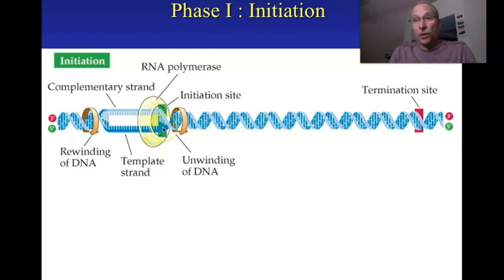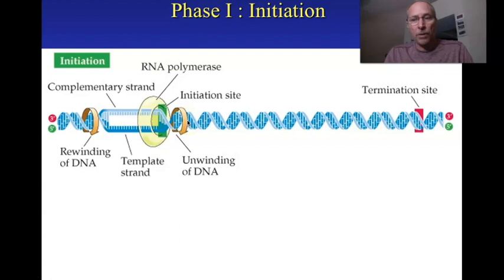This is not the start codon. This is critical. That initiation site is not the start codon. It's the part of the promoter that is going to attract the copy machine. So what happens is this. First, like we do with DNA replication, which is very similar to this process, we have to denature the DNA. We have to separate the two DNA strands.